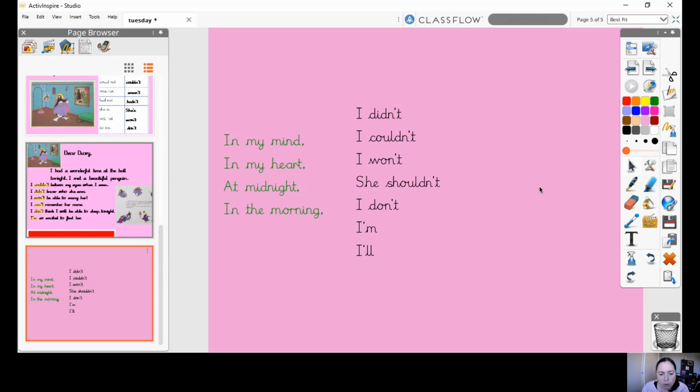Okay, so that is your job for today. You are going to write a diary and you are going to make sure you've got contracted words in it. And at the end, if you can choose your best 3 and highlight them, that would be amazing. Have fun writing your diaries.